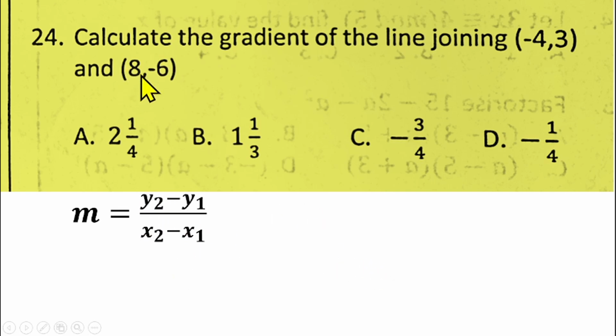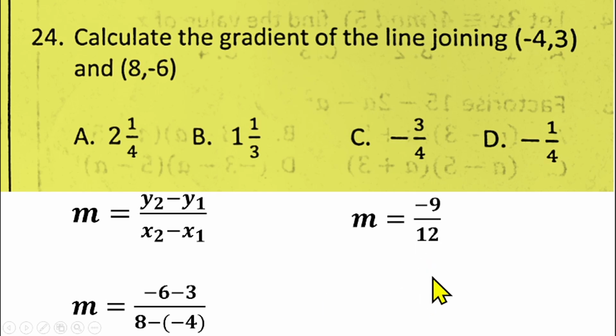Our y2 is minus 6, our y1 is 3. If you put that into the formula, you have minus 6 minus 3 over x2 is 8, and our x1 is minus 4. Into this, we'll be having minus 9 over 12. So that will give us minus 3 over 4, which is option C.